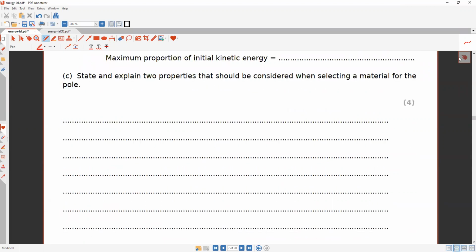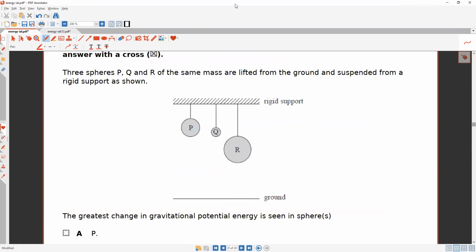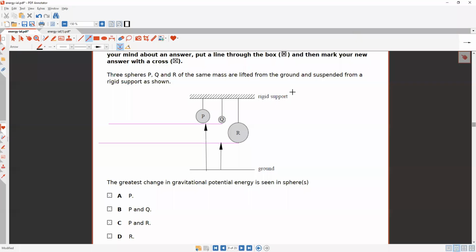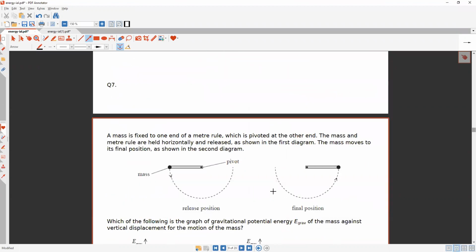Let me find the next concept. Yeah, this is question number 6. I'll zoom it out a bit. Figure this out on your own. The answer here is B, PQ, because if you look at the bottom part, it was touching the ground. So it went this height, and P and Q have the same height, though P is bigger, but look at the bottom part, it's almost the same. So P and Q have gone the same height, so their change in energy is also the same. Therefore P and Q is the answer because they have the most change in gravitational potential energy.